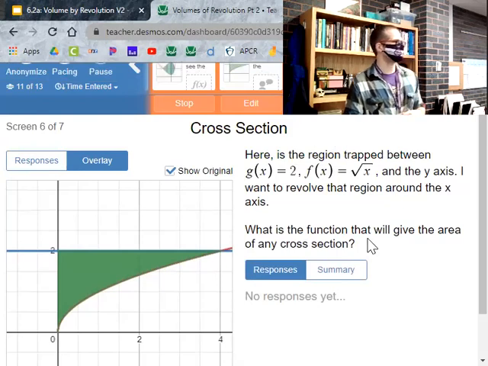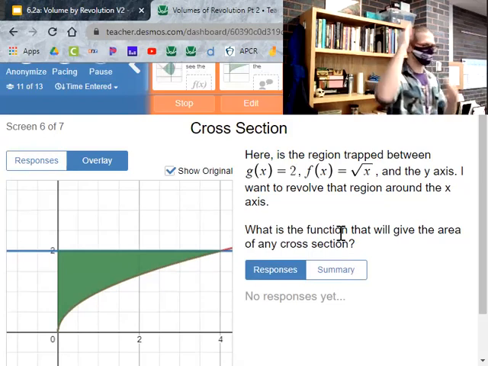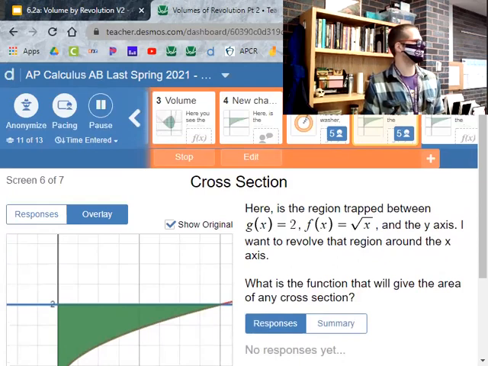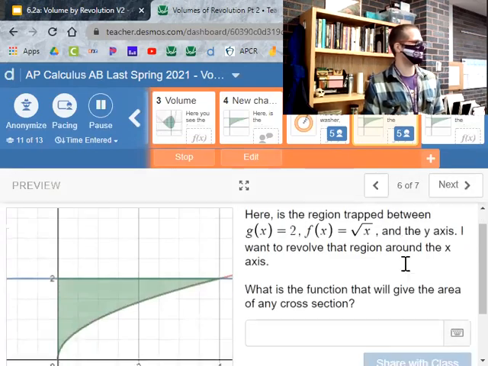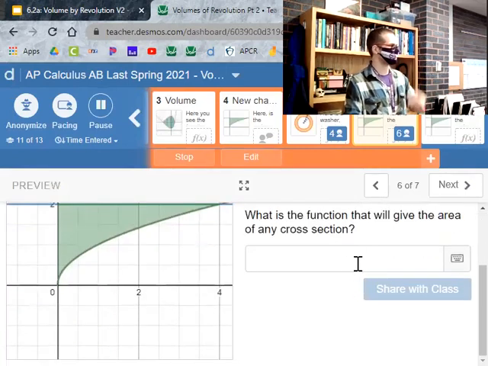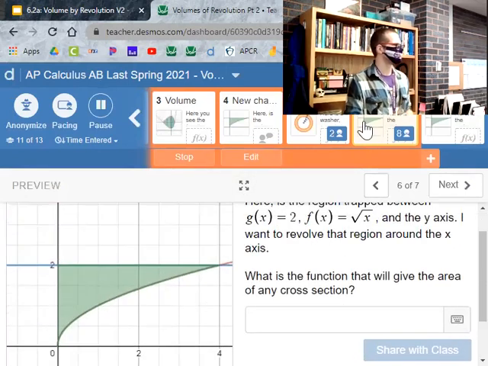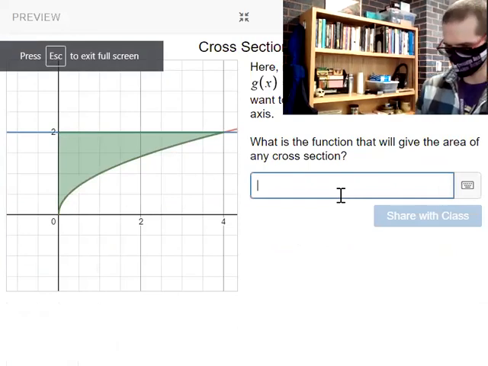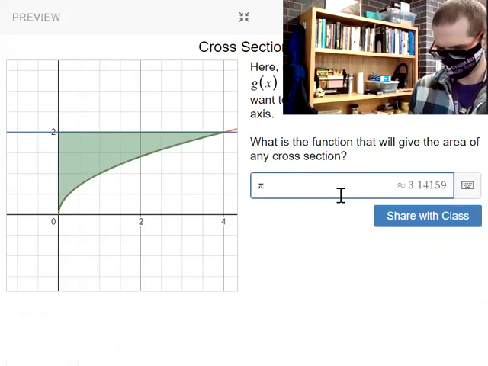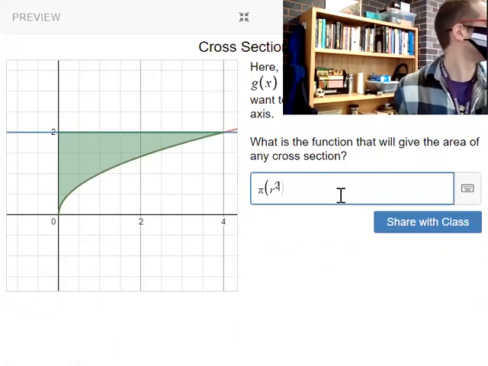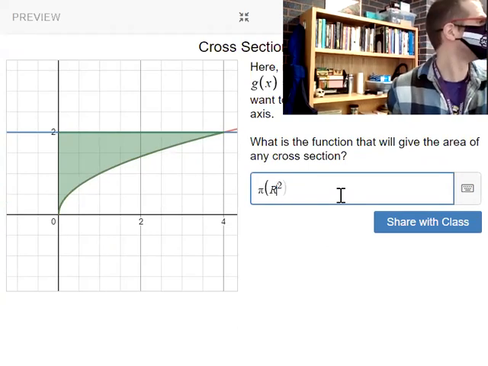So I want you to try using that idea that it's the outer radius squared minus the inner radius squared. See if you can write me a function that would give me the area of any of these washer cross sections. Okay, well, let's do it together then. So we said generally, and I'm going to factor a pi out, that it was R squared minus r squared. So is this just putting g of x and f of x into the equation?